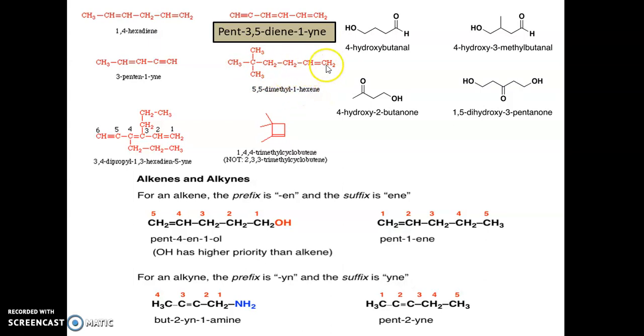Then what is the position of the alkene group? Carbon number 1. So 5,5-dimethylhexene. Or you can write it as 5,5-dimethyl-1-hexene. Or you can write it as 5,5-dimethylhex-1-ene. All three are correct. Okay. Now let's move on to the next one.